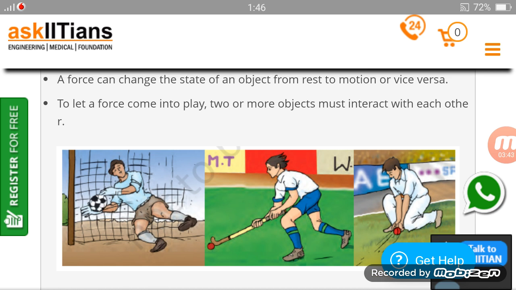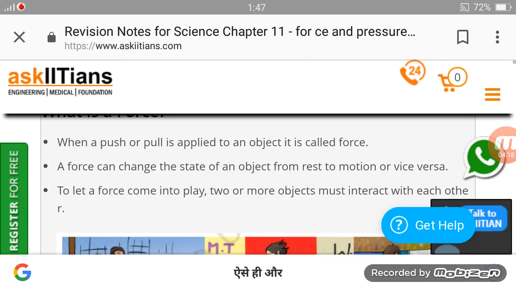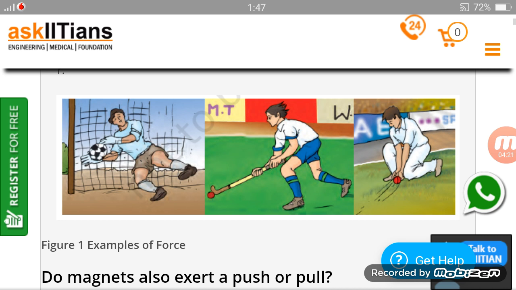To let a force come into play, two or more objects must interact with each other. So from this statement, we get to know that there should be an interaction between two or more objects if force needs to be applied. So if we need to apply a force, then we need two or more players, or two or more objects, for force to come into play. So we should have two or more objects and their interaction also. So I think these three points are clear to you.